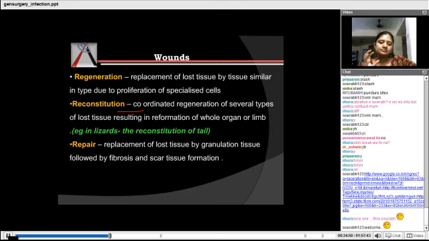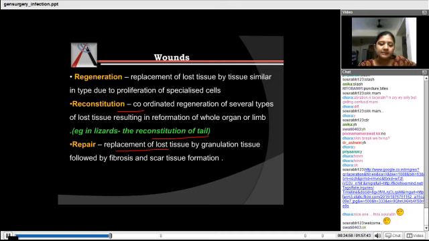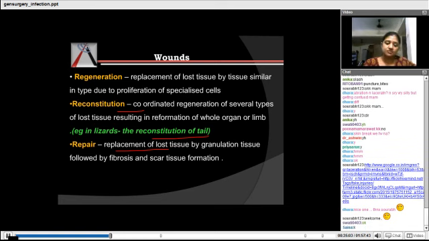That is reconstitution, and that is a little difficult in humans. Maybe possible, I'm not sure, but it's common in lizards in reconstitution of the tail, so you have different types of tissue being replaced. Repair is where you have replacement of lost tissue by granulation tissue. Here you have fibrosis and scar tissue formation.